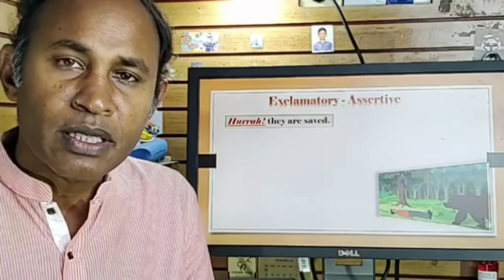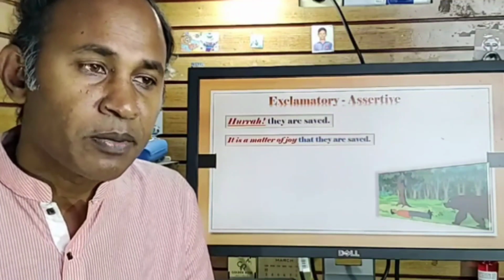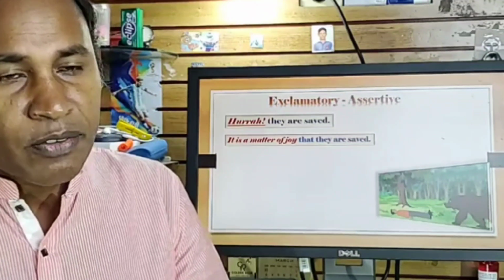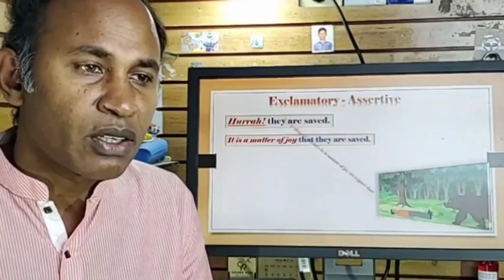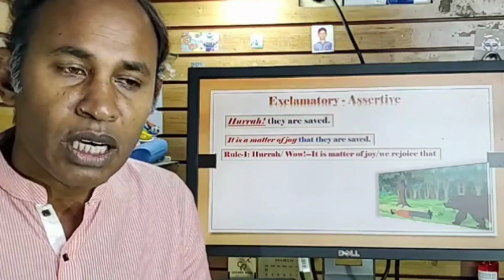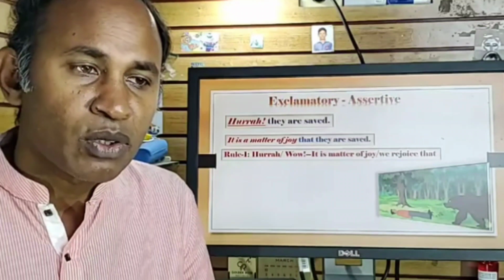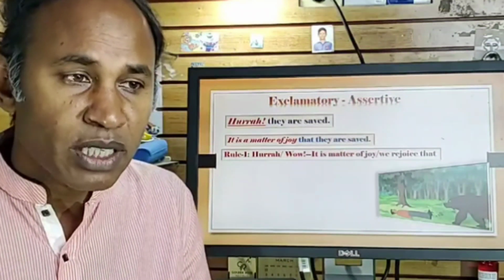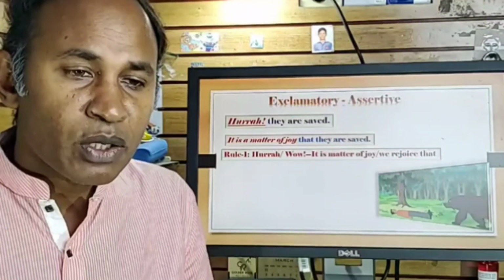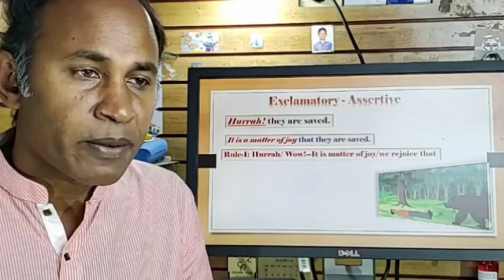In place of hurrah we have to use a phrase, use a clause, that is it is a matter of joy that, very simple, শুধু মনে রাখো যে it is a matter of joy that থাকলে তাহলে we get the rules that hurrah অথবা wow এই ধরনের ওয়ার্ডসগুলো থাকে, এক্সক্লামেশনস থাকলে আমরা তখন it is a matter of joy that অথবা we rejoice that এটাও লিখতে পারি। You can write down any of them, okay?